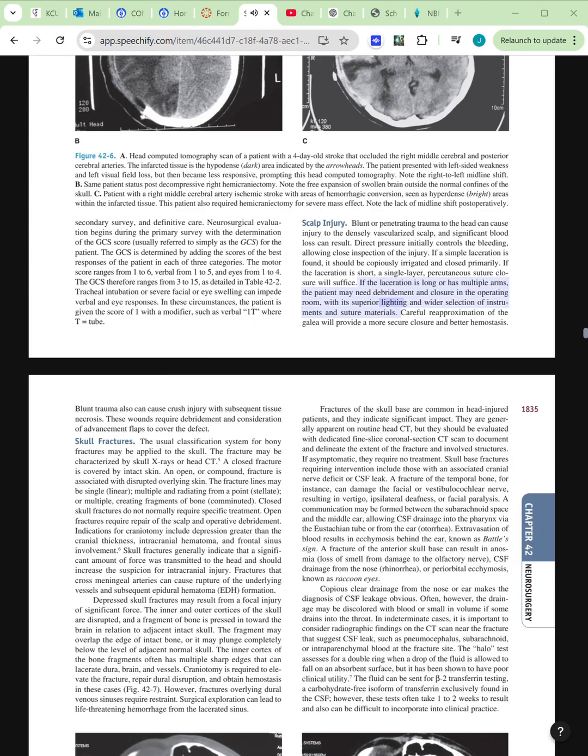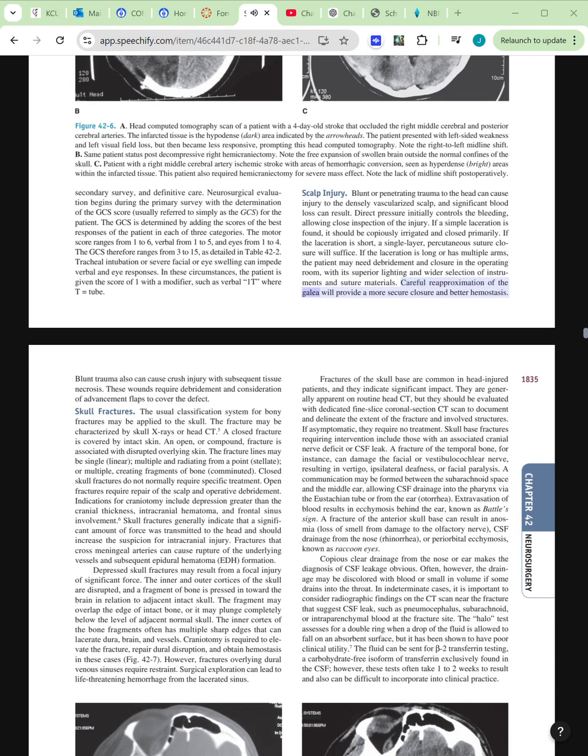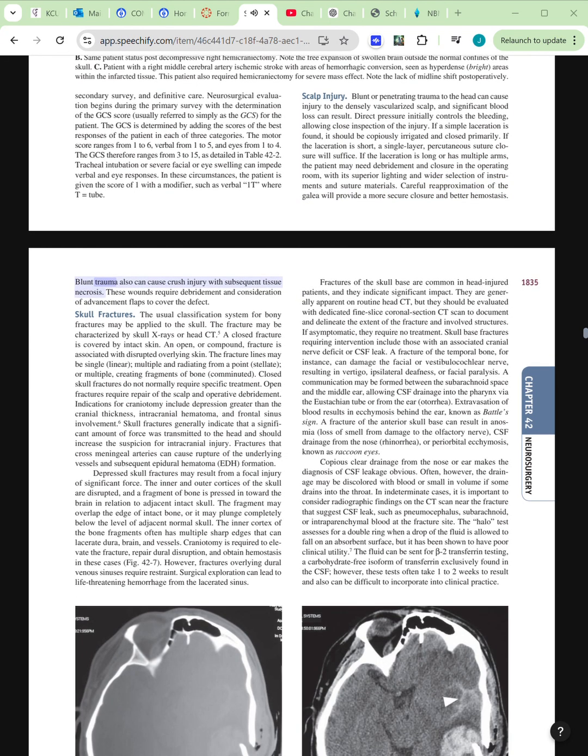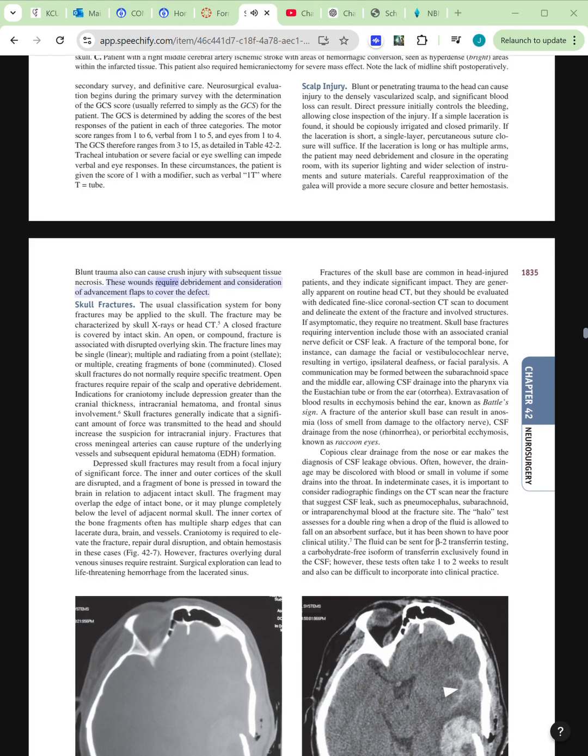With its superior lighting and wider selection of instruments and suture materials, careful reapproximation of the galea will provide a more secure closure and better hemostasis. Blunt trauma also can cause crush injury with subsequent tissue necrosis. These wounds require debridement and consideration of advancement flaps to cover the defect.